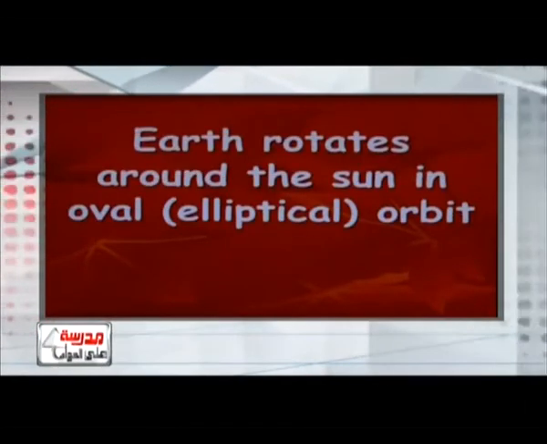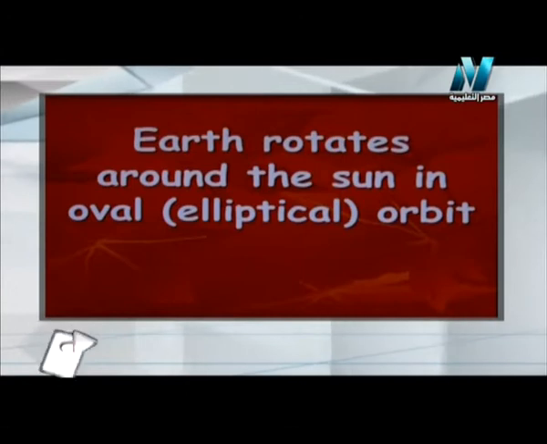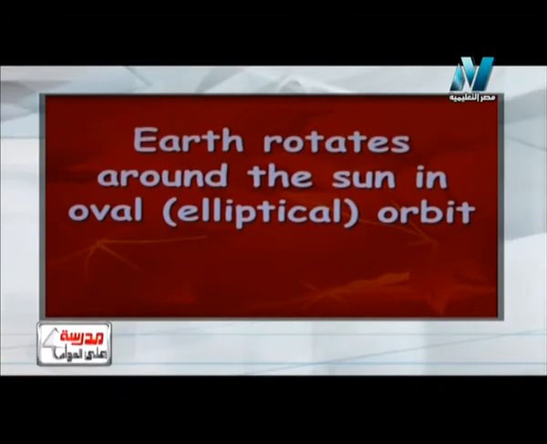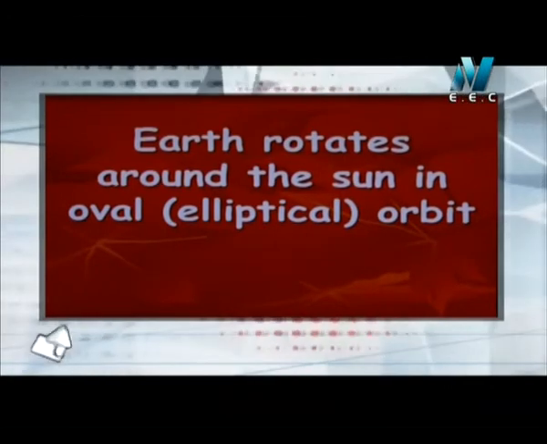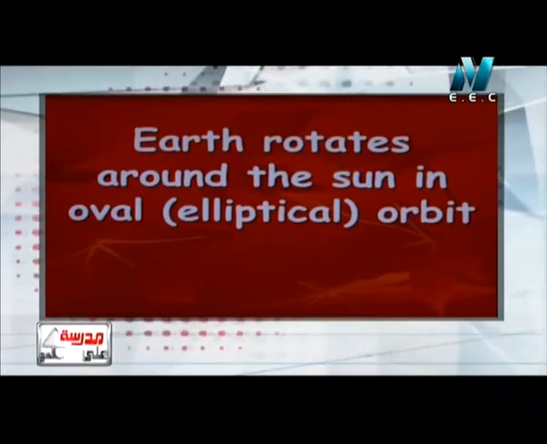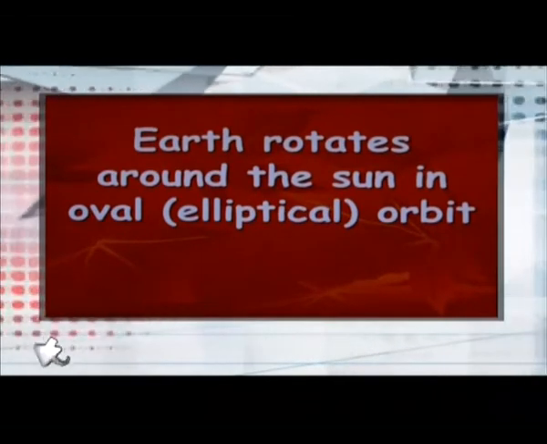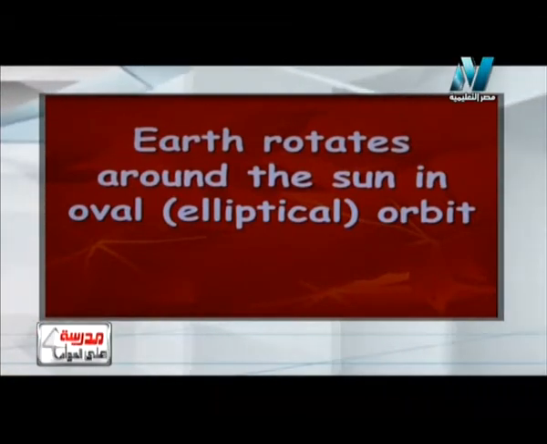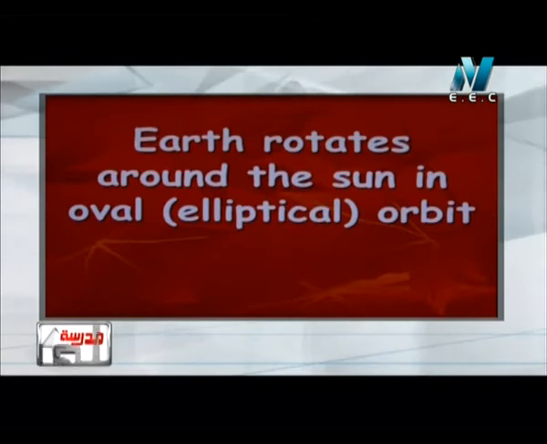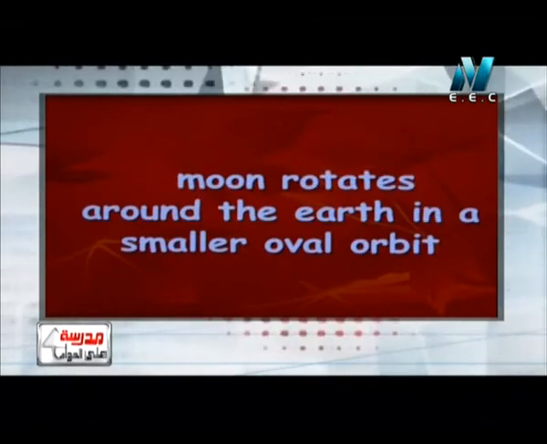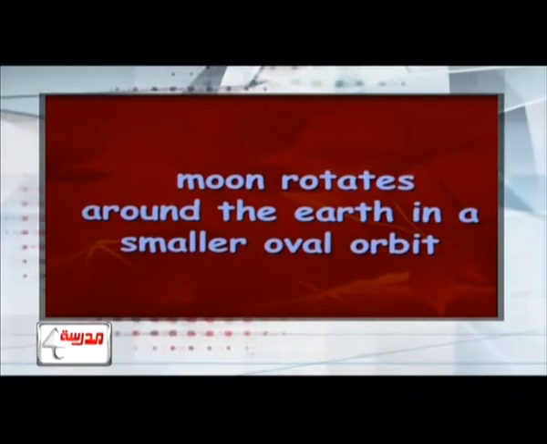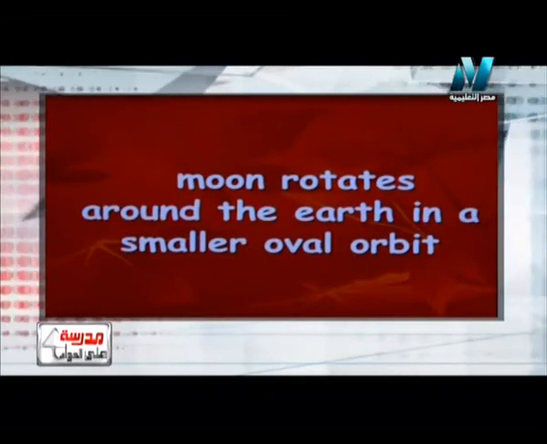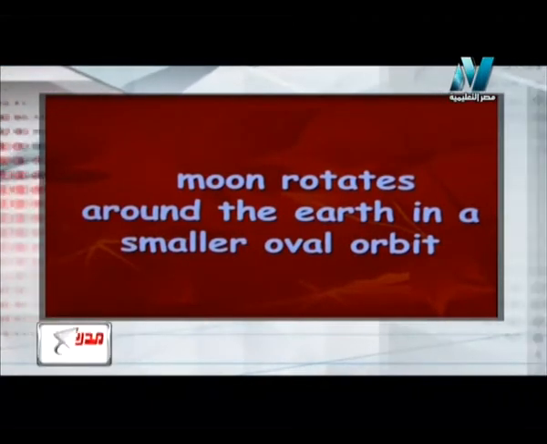And also sun rays travel in a straight line. And also Earth rotates around the sun in oval elliptical orbit. الأرض بتدور حوالين الشمس في مدار بيضاوي. And we know that all planets, not Earth itself only, all planets revolve around the sun in elliptical orbit or oval orbit, مدار بيضاوي. And also moon rotates around the Earth in smaller oval orbit. كمان القمر بيدور حوالين الأرض في مدار برضه شبه بيضاوي.